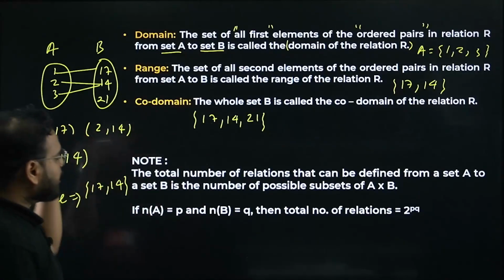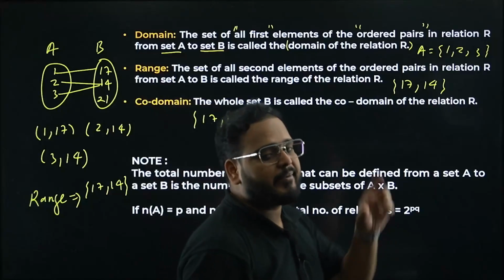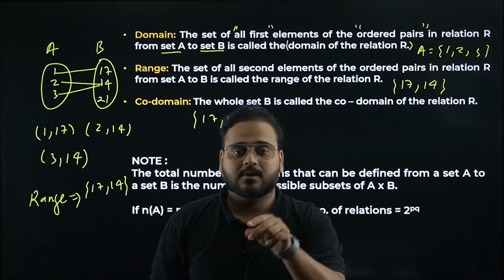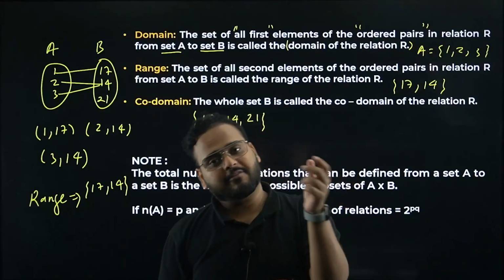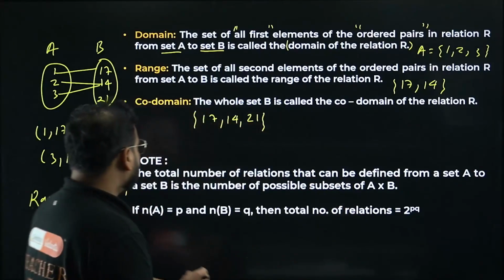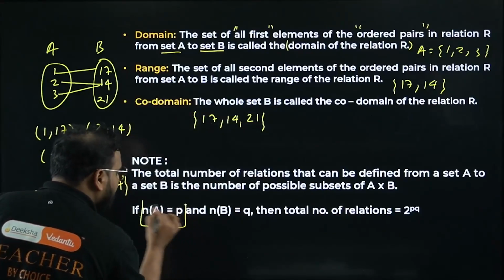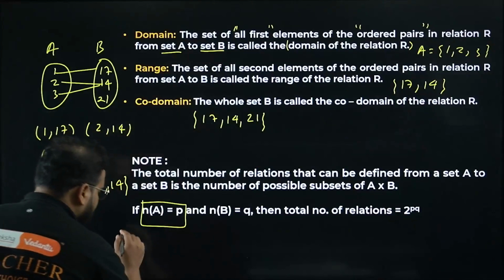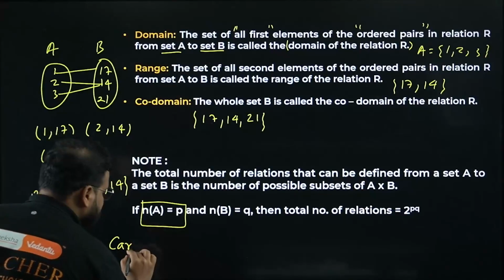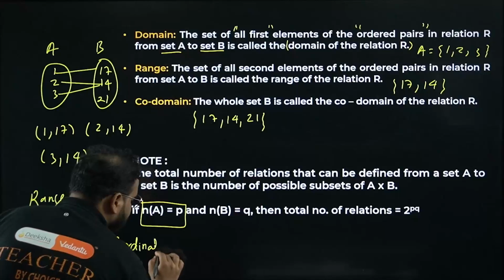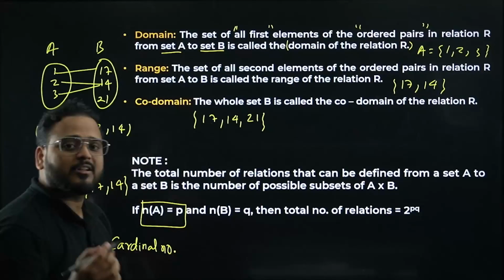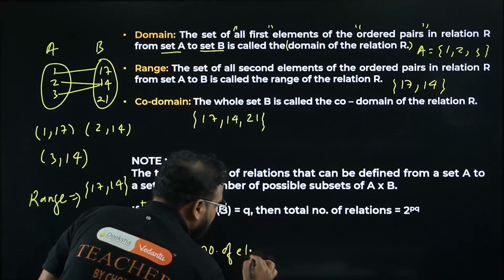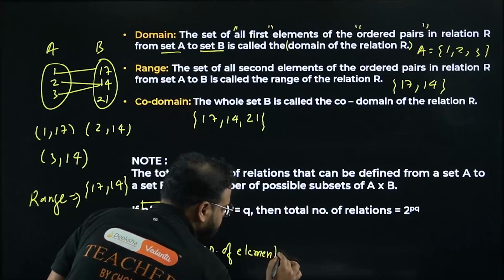Now note, if you're looking for the total number of relations that can be defined between any two given sets, set A to B, then you need to know two things: the cardinal number of the sets A and B. NA represents the cardinal number. If you have forgotten, what is the cardinal number? It is the number of elements in any given set.